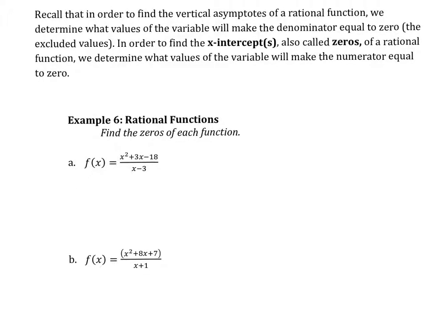Recall that in order to find the vertical asymptotes of a rational function, we determine what values of the variable will make the denominator equal to 0. These are the excluded values. In order to find the x-intercepts, also called zeros, of a rational function, we determine what values of the variable will make the numerator equal to 0.